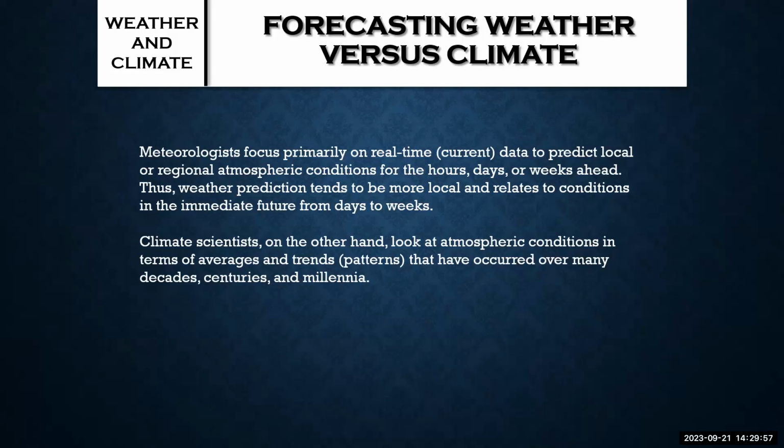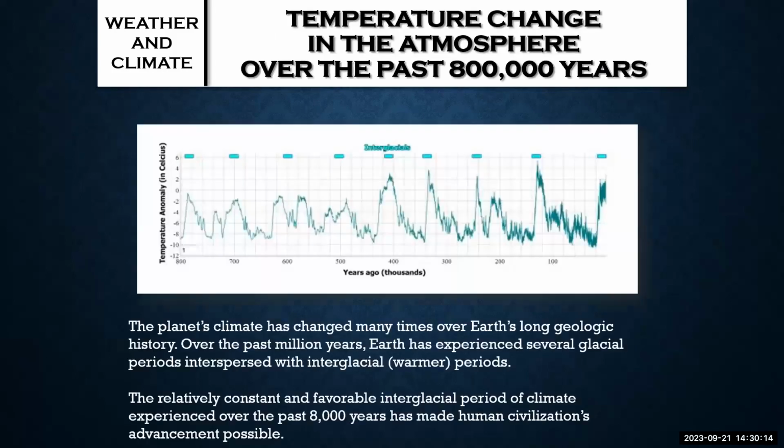But just to make a thin line of distinction here, climate scientists, on the other hand, look at atmospheric conditions in terms of averages and trends that have occurred over many decades, centuries, and millennia. So this is how we are entering the domain of climate modeling, and the overall temperature change in the atmosphere over the past 8 lakh years.